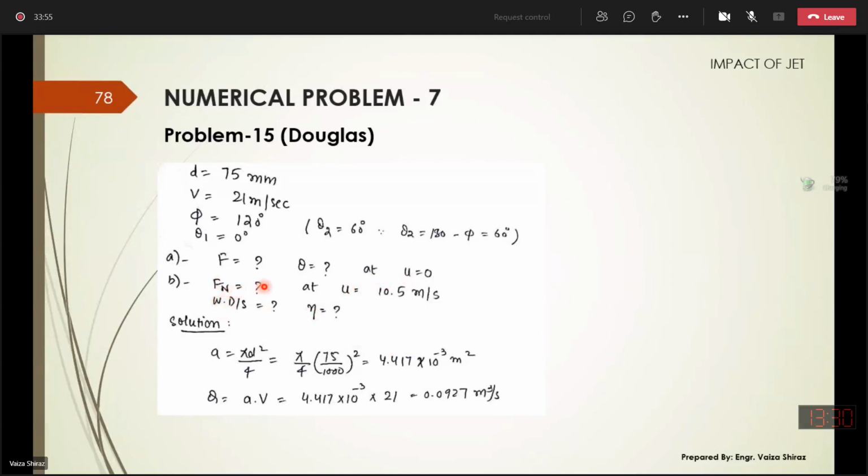You only have to find Fn and the respective work done per second and efficiency. In this case, there is no need to calculate the force or FP. Okay, find the area. It is 5 d square by 4. Find out the discharge, that is A into V.